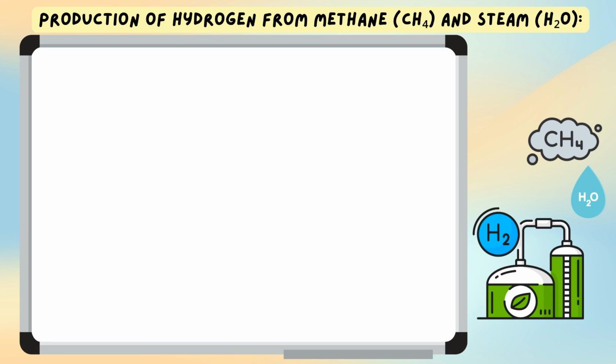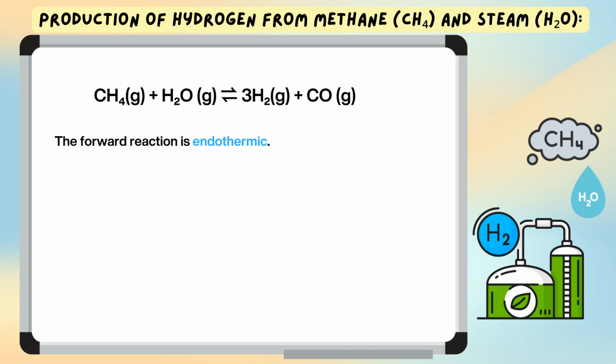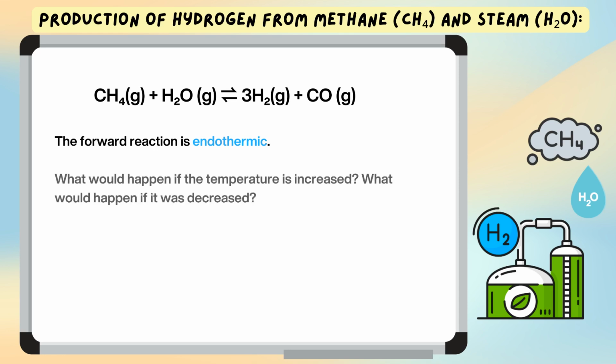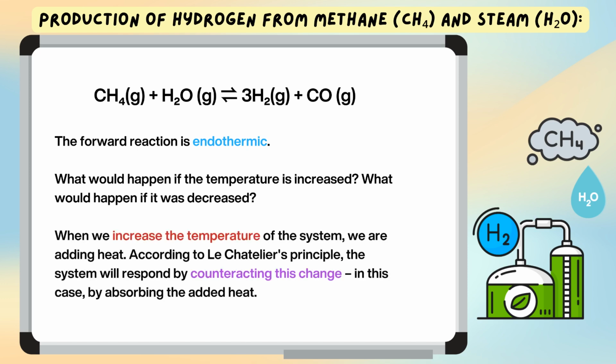Consider the production of hydrogen gas from methane and water again. The forward reaction is endothermic. What would happen if the temperature is increased? What would happen if it was decreased? When we increase the temperature of the system, we are adding heat. According to Le Chatelier's Principle, the system will respond by counteracting this change.